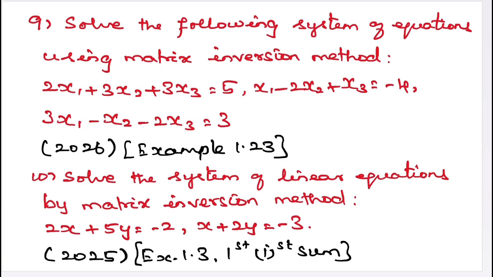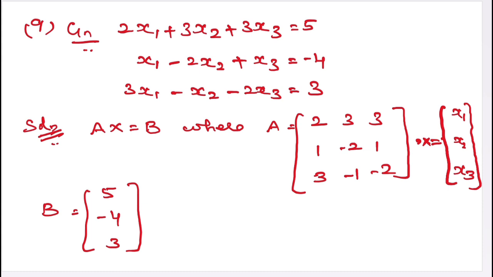Next, solve the following system of equations using the matrix inversion method. 2x1 plus 3x2 plus 3x3 is equal to 5, x1 minus 2x2 plus x3 is equal to minus 4, 3x1 minus x2 minus 2x3 is equal to 3. This question was asked in 2026. It is example 1.23 in the book. Same as the last problem, only thing is we have a 3 by 3 matrix.